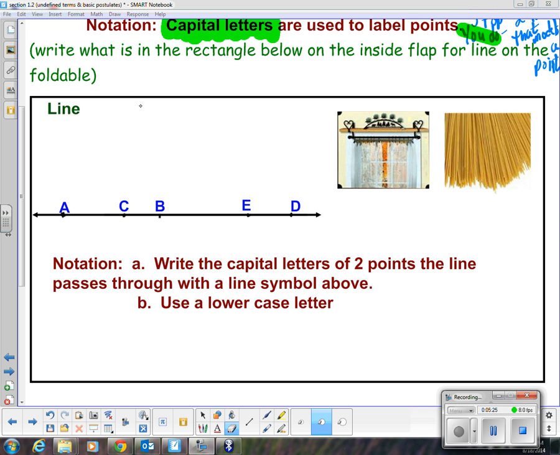All right, so what I've drawn here is a line. Notice the line goes to the left forever and the line goes to the right forever. A line is infinite. A line is straight.